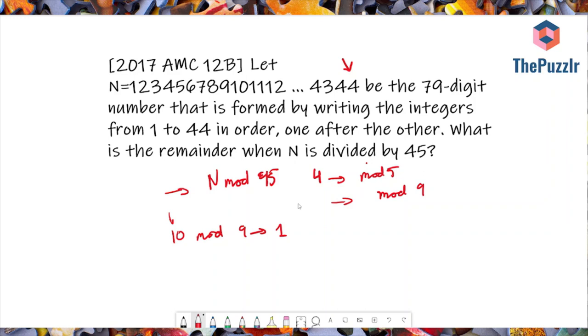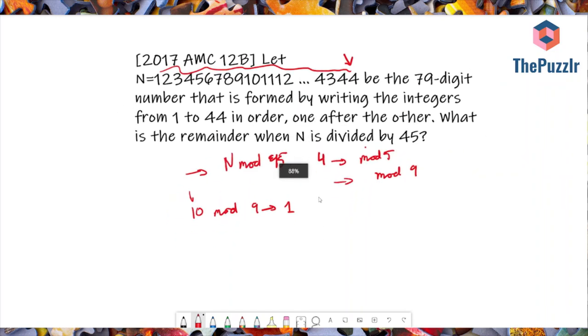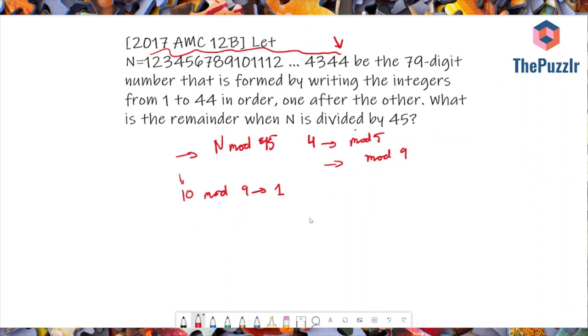So what is the sum of the digits of this number? Well, the sum of the digits of this number, scroll down. Okay, well, let's find it. So there's the digits 1 through 9, and they appear once in the zeros. In the tens, they appear another time. In the 20s, they appear another time. In the 30s, they appear another time. And then in the 40s, we have the digits 0, 1, 2, 3, and 4 that appear.